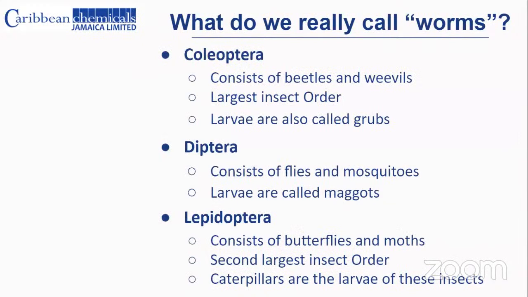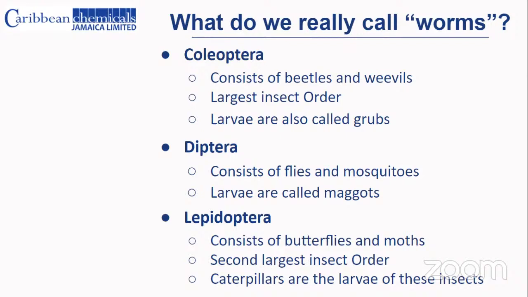However, there has to be a great distinction placed between the orders, because most of the times, the pests that we consider to be worms are truly those of the Lepidopteran order. So as not to go too deep into it, we just have a quick breakdown. As I mentioned before, Coleoptera, beetles and weevils, actually make up the largest insect order, and their larvae are called grubs.